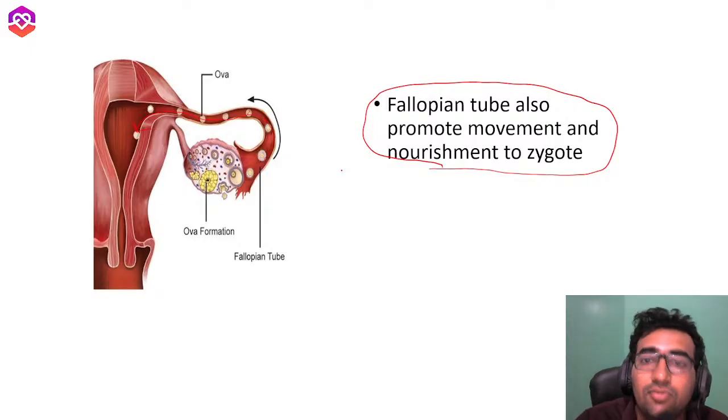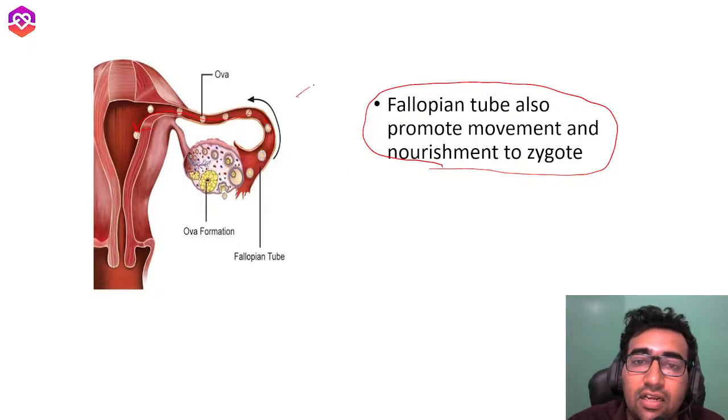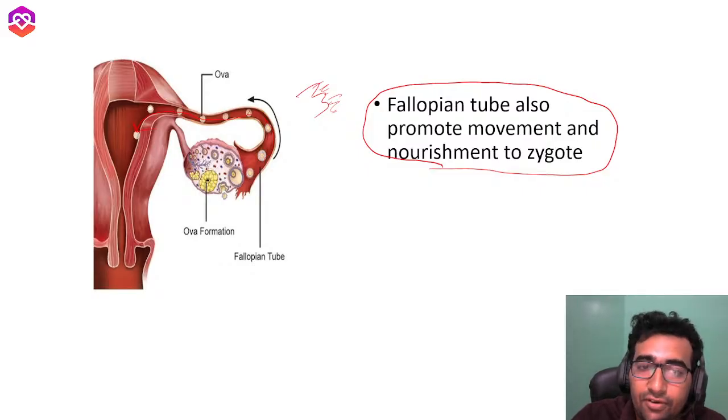One is movement. How does the movement take place? You have the ciliated columnar epithelium on the wall. This ciliated columnar epithelium will help the movement of the ovum. More than that, nourishment is by the secretions from the walls of the fallopian tube. So both nourishment and movement of the zygote are provided by the fallopian tube.